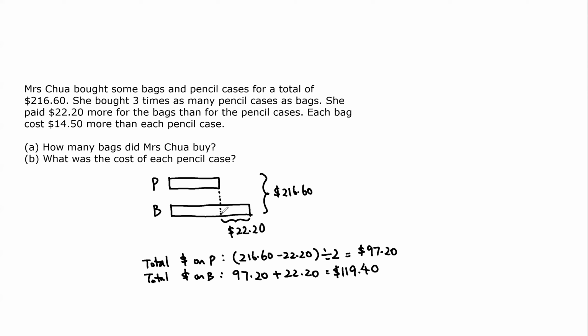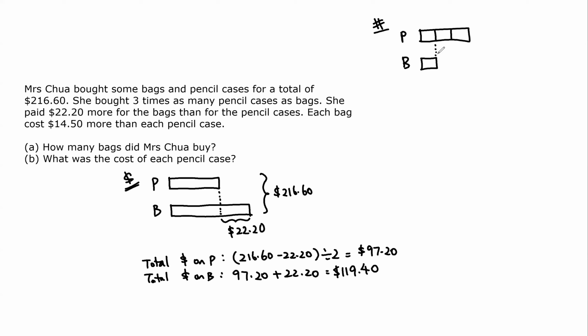We are now going to focus on the number. Now, this is the cost model. The number of items is going to be a totally different model. So let me use hex to represent the number of items. And you have to be sure not to mix them up. Okay, so for pencil cases, we have 3 times as many as bags. That's in terms of the numbers. And for the bags, we have 1 unit. So this is how it looks.